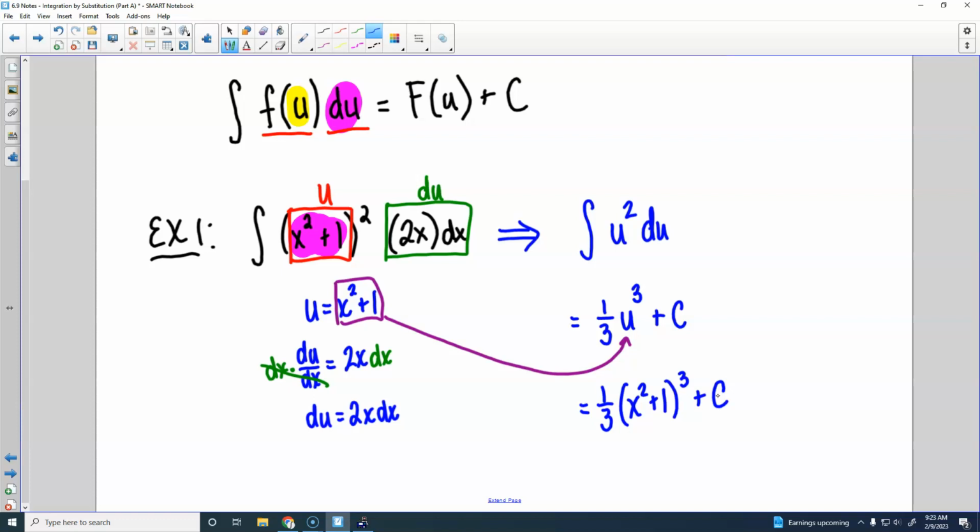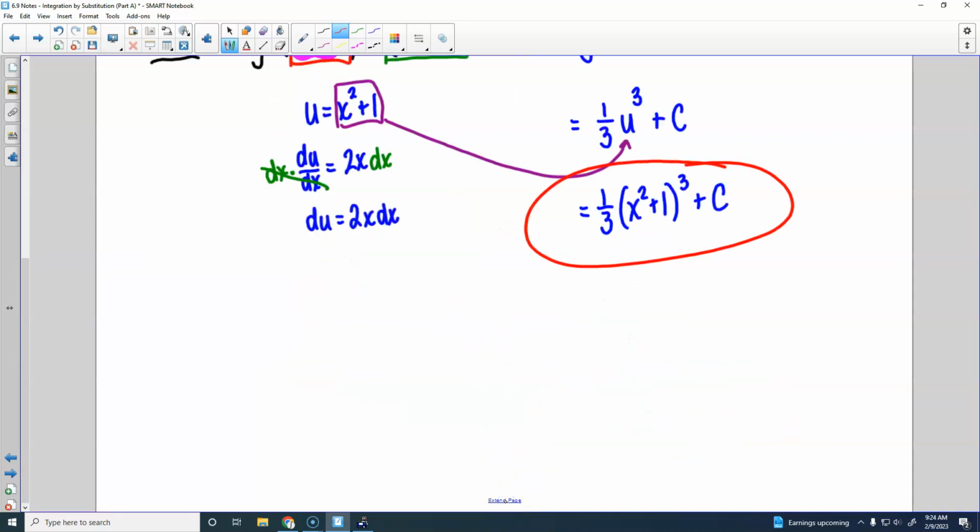Are we okay here? All right, that's my answer. That is the integral of (x squared plus 1) squared times 2x dx. You can always check your answers for these.